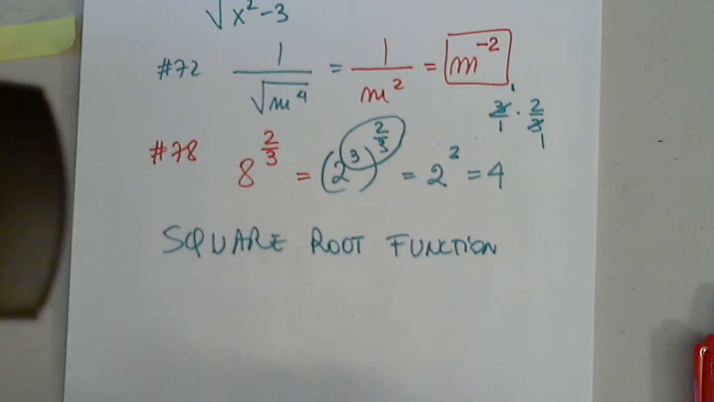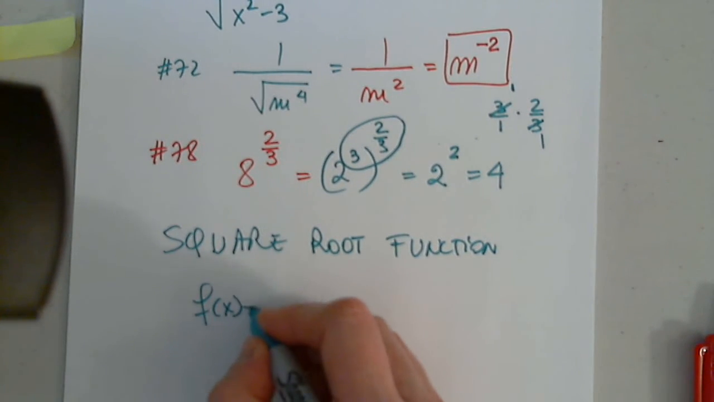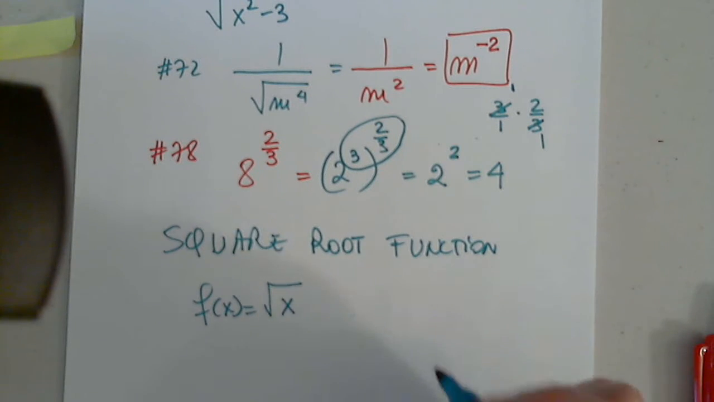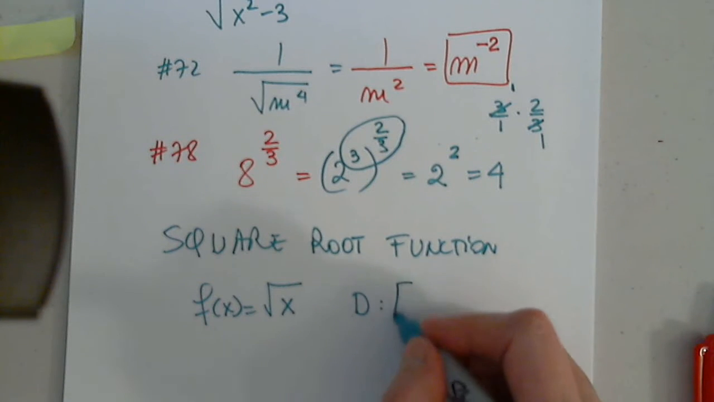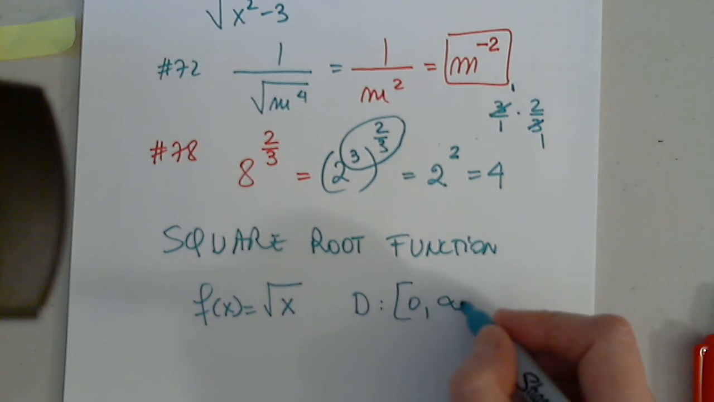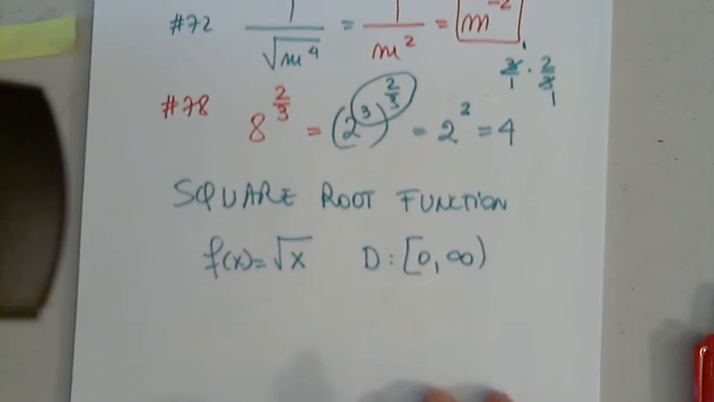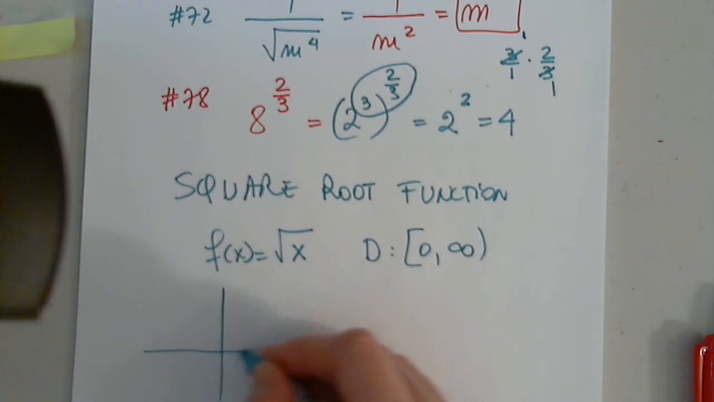Okay. So the simplest square root function is the square root of x. Can anyone give us the domain of this? Savannah? Zero, positive infinity. Very good. Okay. So here's the graph.